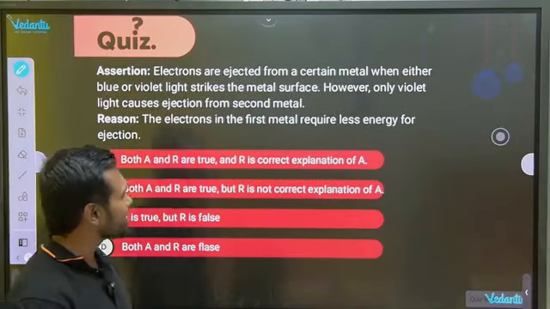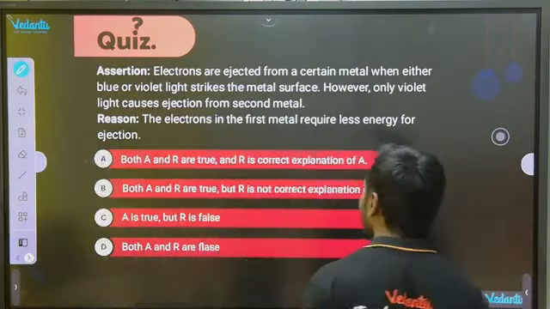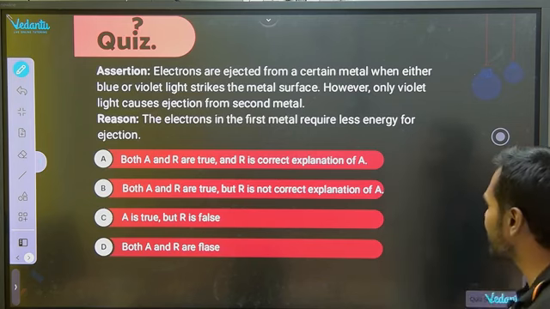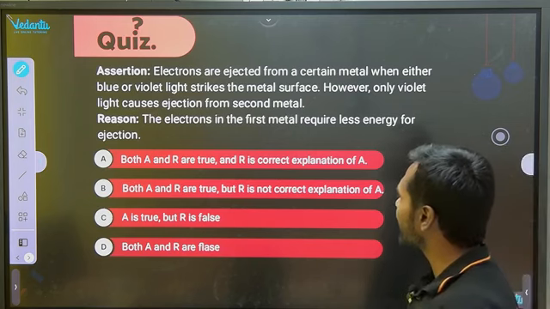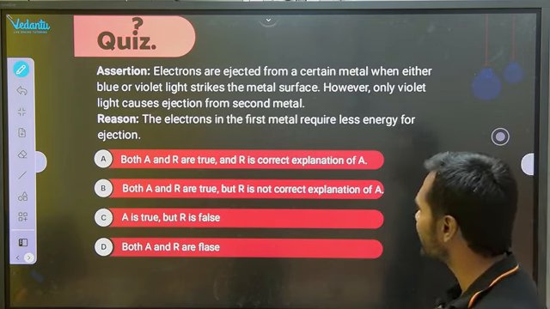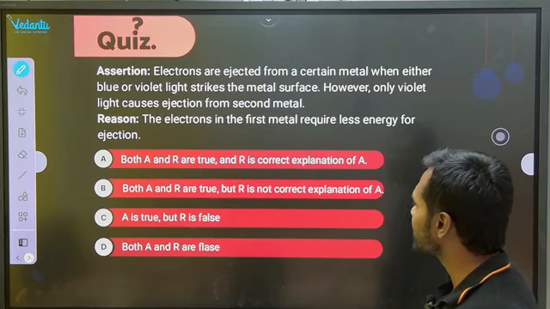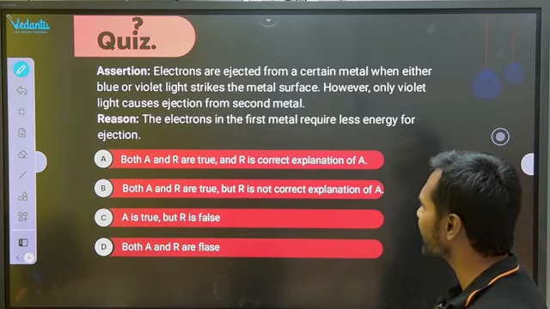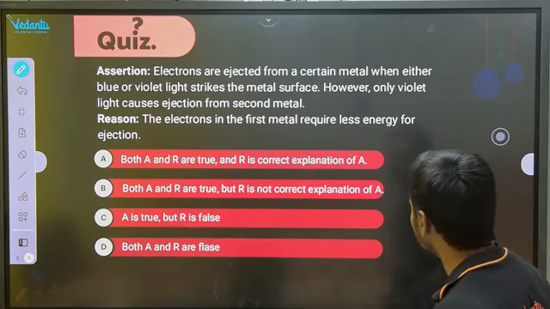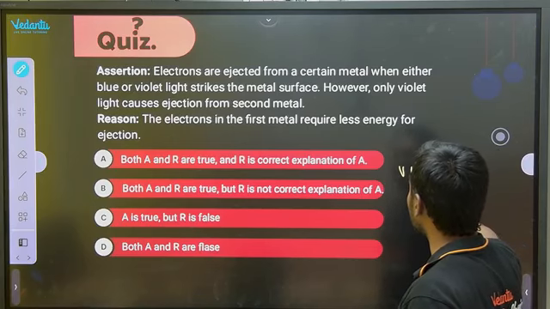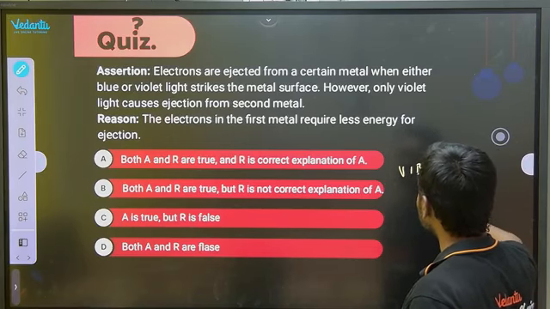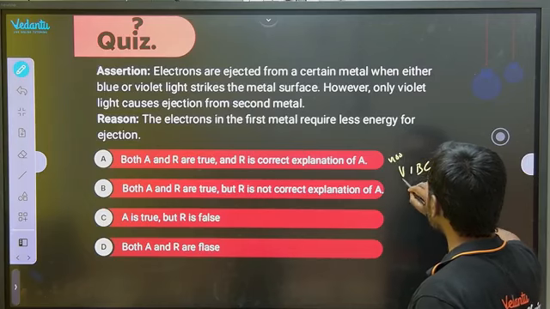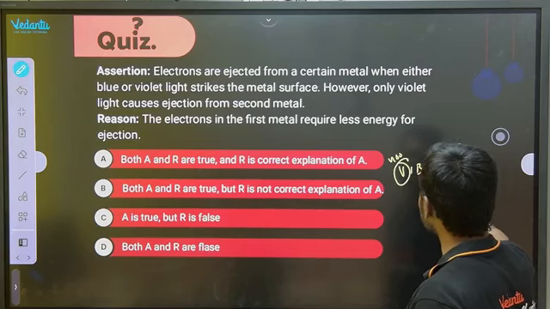Electrons are ejected from a certain metal when either blue or violet light strikes the metal surface. However, only violet light causes ejection from the second metal. The electrons in the first metal require less energy for ejection. So now let's take VIBGYOR. This is 400 nanometers, this is 750 nanometers. So this side is more energy, this is less energy.